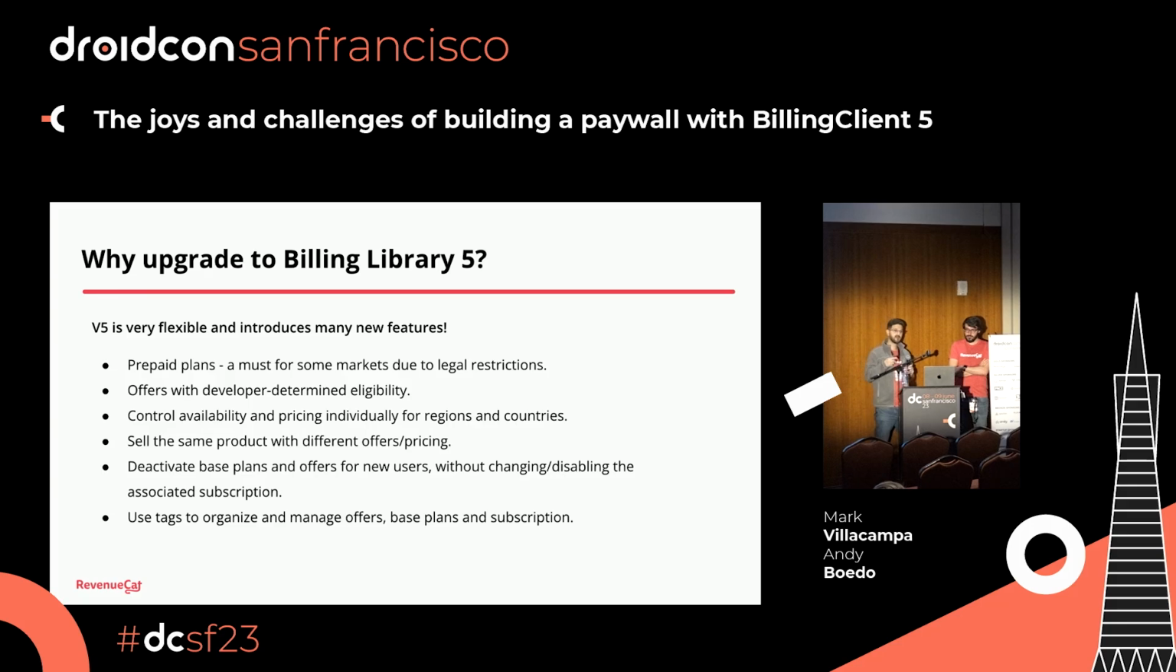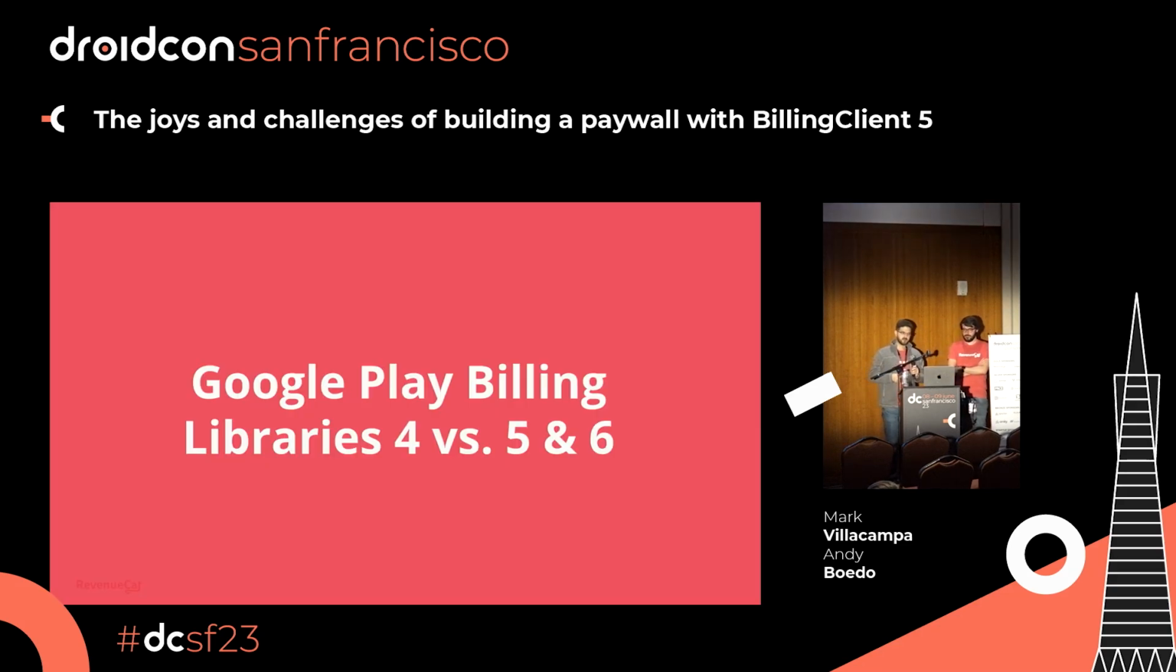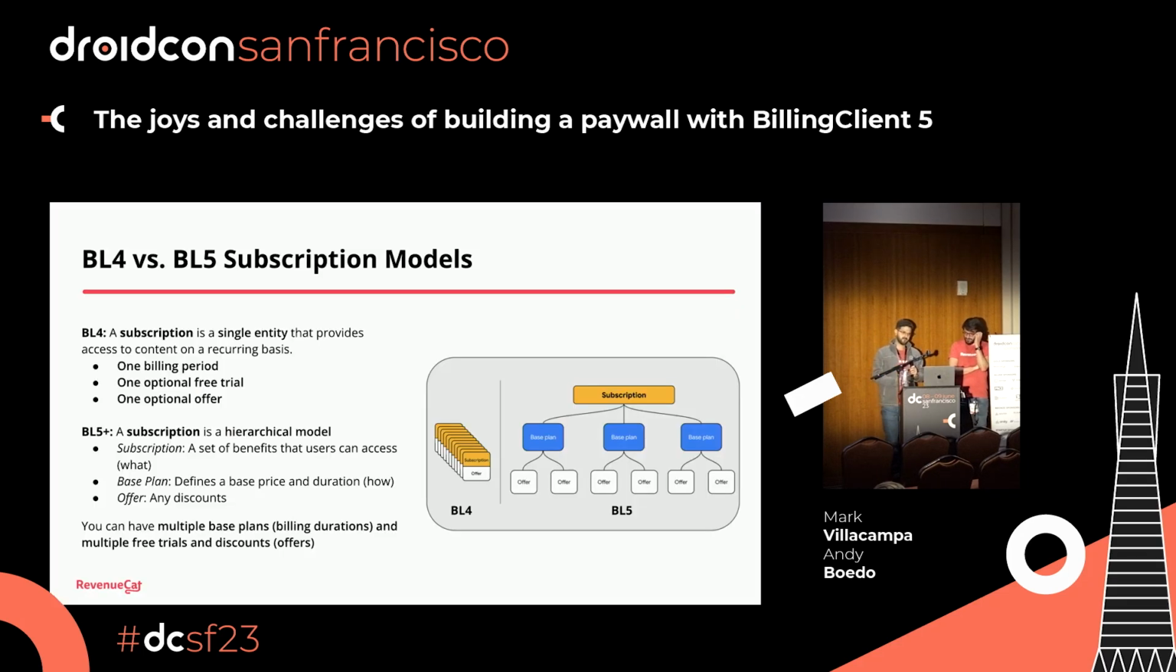So I'm going to cover a bit what it looked like on BillingClient 4, what it looks like on BillingClient 5, and that might illustrate some of the differences. And again, I'm talking about 5 and 6 interchangeably here. They look almost the same.